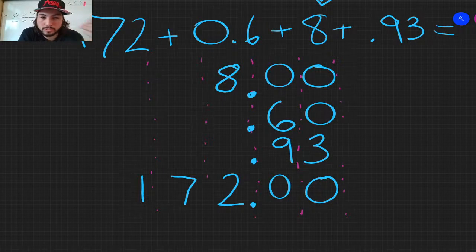So your ones always go on top of the ones. Tens always go on top of the tens. Likewise with decimals. Tenths always go on top of tenths. Hundredths always go on top of hundredths, etc.